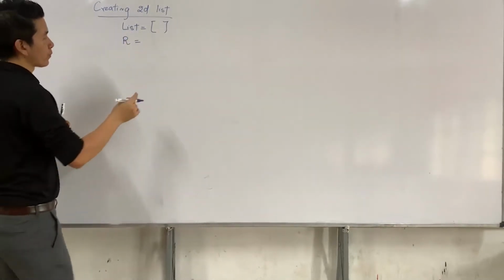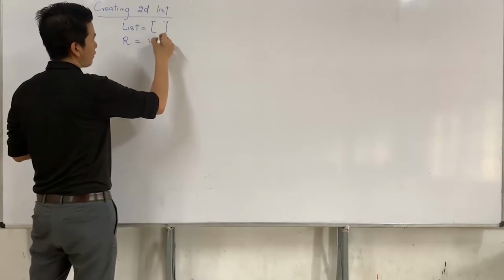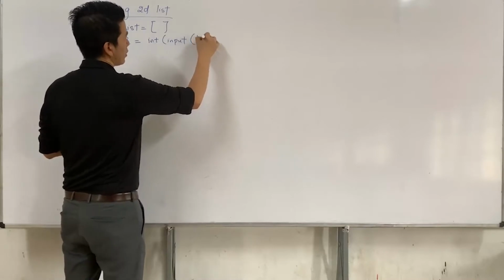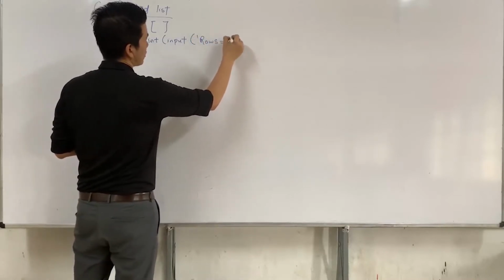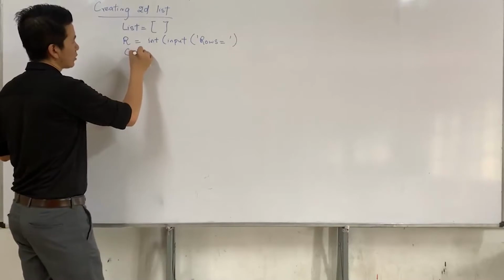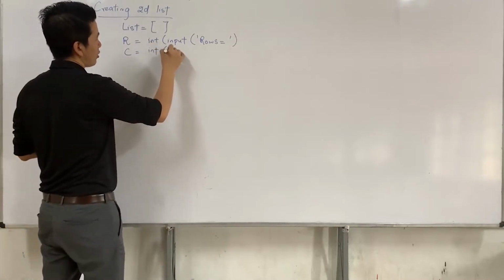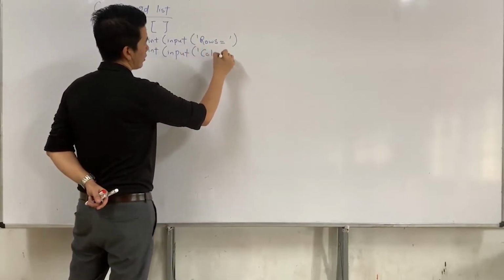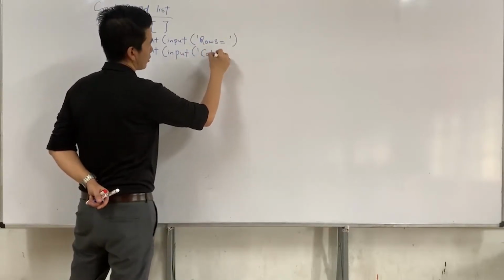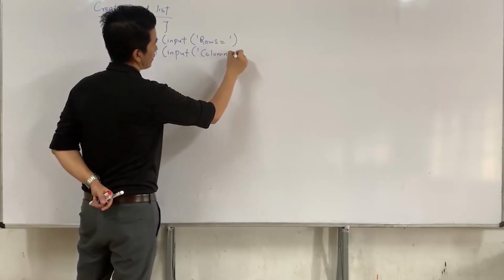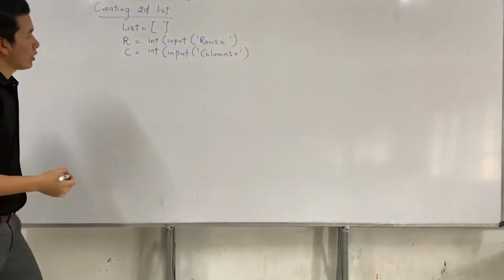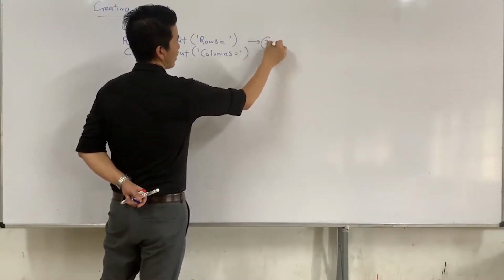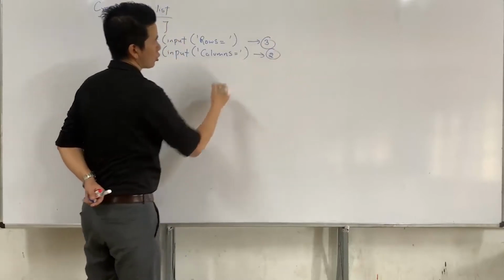value of row. So you could use the statement of int input and then number of rows. Okay, and then likewise do the same thing for the column. Got the spelling wrong. Okay, the number of columns. So I would like to have 3 rows, and then I would like to have 2 columns.